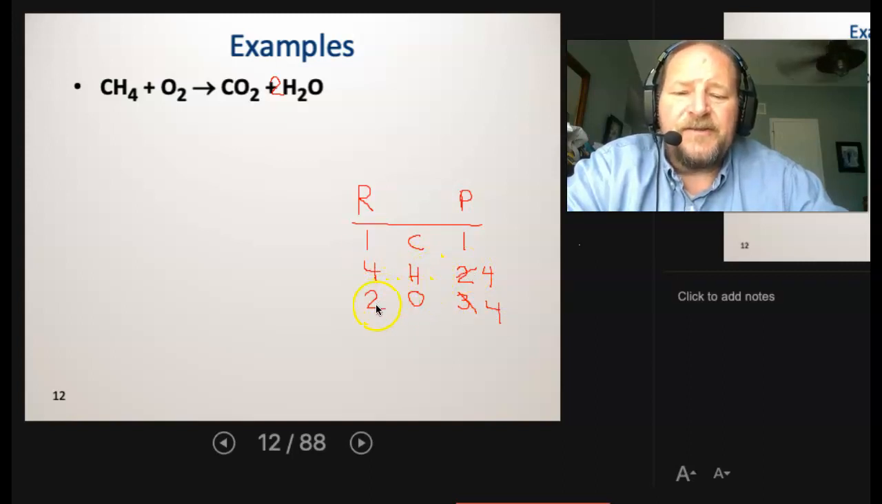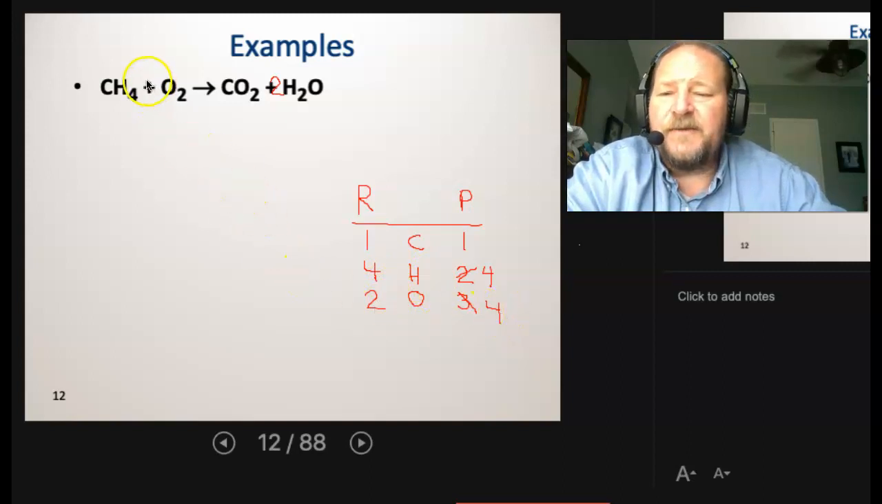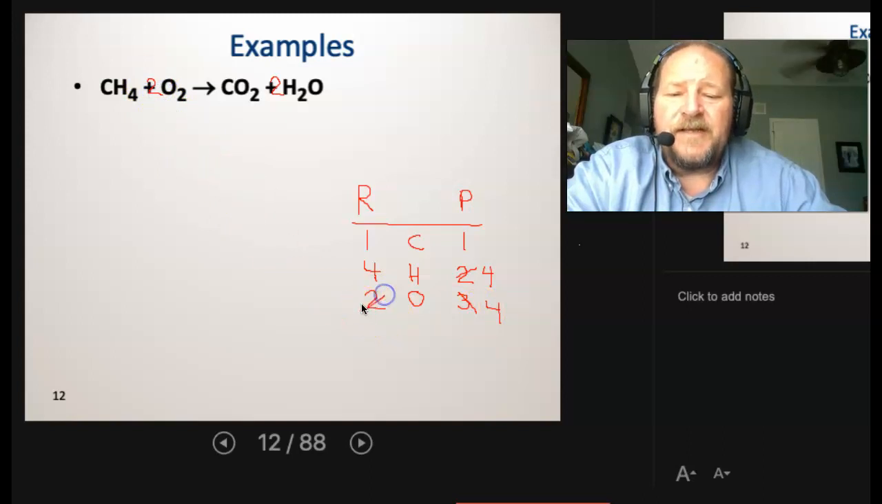Next thing is oxygen. So this tells me I have 2 oxygen on the reactant side, 4 on the product side. So I'm going to put a 2 in front of the O2. That's going to give me 4 oxygen. It doesn't affect anything else over here. So at this point, oxygens look like they're balanced.